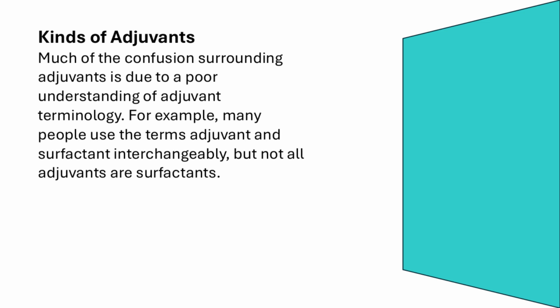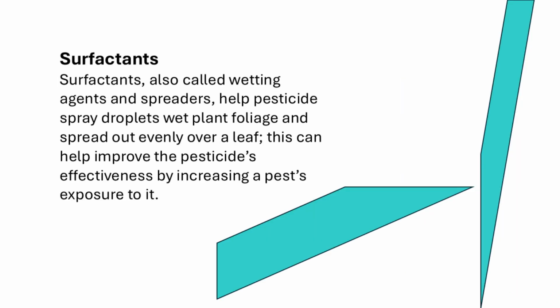Kinds of adjuvants. Much of the confusion surrounding adjuvants is due to a poor understanding of adjuvant terminology. For example, many people use the terms adjuvant and surfactant interchangeably, but not all adjuvants are surfactants. Surfactants, also called wetting agents and spreaders, help pesticide spray droplets wet plant foliage and spread out evenly over a leaf. This can help improve the pesticide's effectiveness by increasing a pest's exposure to it.